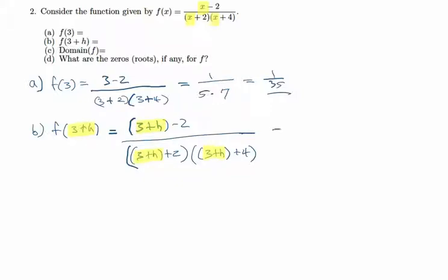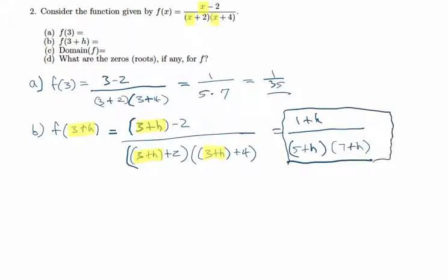So let's simplify. In the top, we have 3 plus h minus 2. So we have 1 plus h. 3 minus 2 gives us 1. And here at bottom, we have 5 plus h. And here we have 7 plus h. And we can leave it like this. We can also multiply the bottom part. But for now, we can just leave it as it is, because we're just making sure you understand that 3 plus h is input quantity.